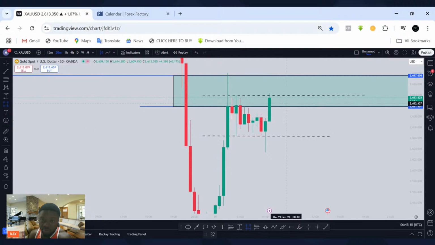So maybe if it flips bearish like this, the chances that gold will continue down are going to be very high. You get it? This is something I want to see. If it flips bearish, then we are going to be expecting a continuation of the trend.